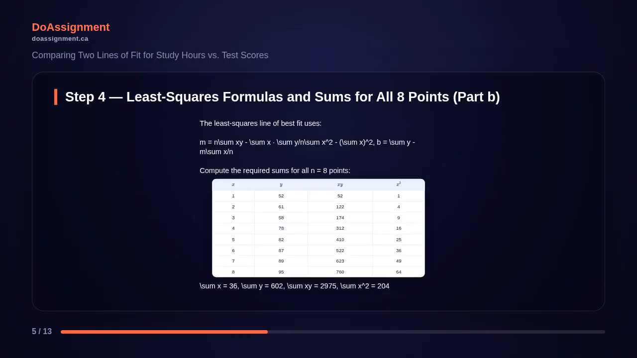To find the line of best fit, we use the least squares formulas for slope m and y-intercept b. We need 4 sums: the sum of x values, the sum of y values, the sum of each x times y product, and the sum of x squared values. Building a table for all 8 points gives us the sum of x equals 36, sum of y equals 602, sum of x y products equals 2975, and sum of x squared equals 204.